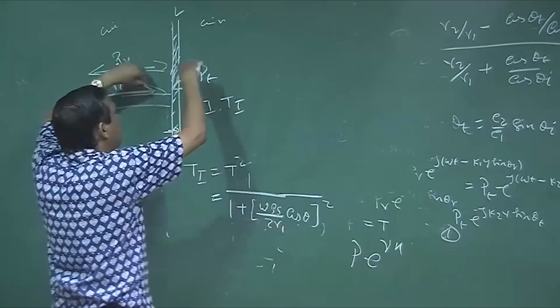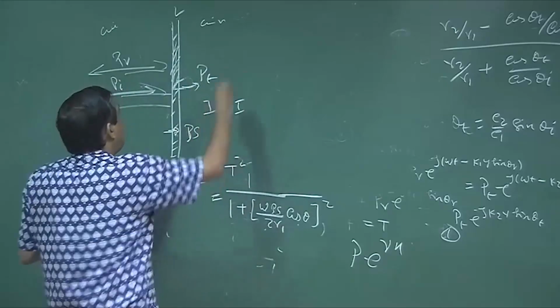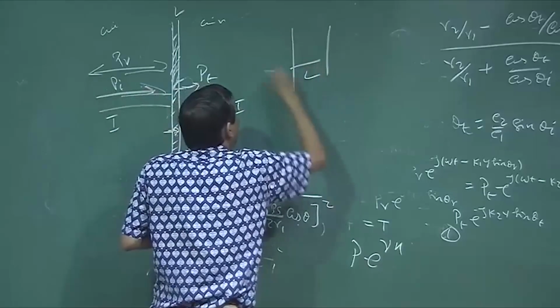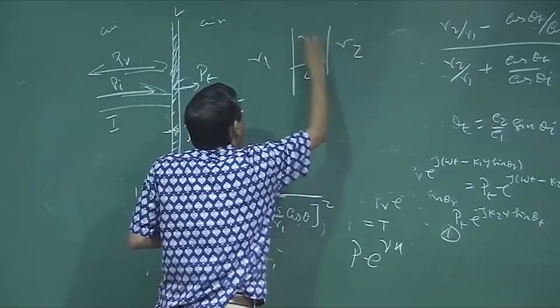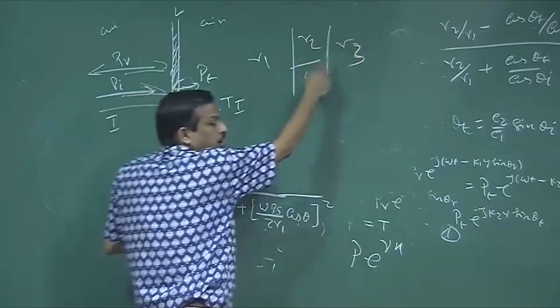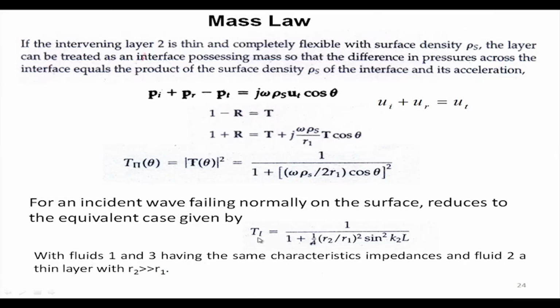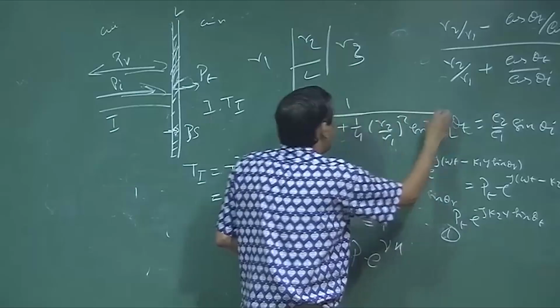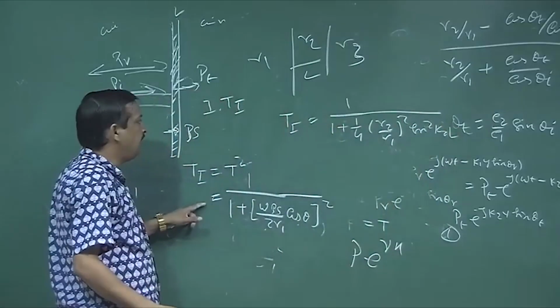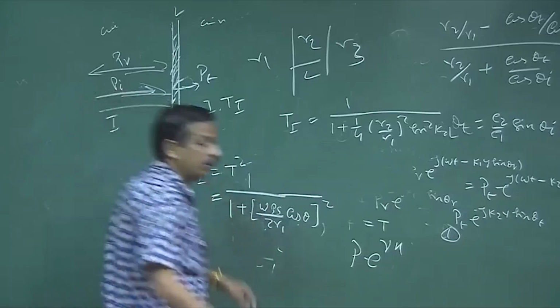Now, if you think in the previous case, when we said that the intermediate layer length is L, this is R1, this is R2, this is R2, this is R3. So, here R1 is equal to R3. So, for the normal incident case in the fluid, Ti is nothing but 1 by 1 plus 1 by 4 R2 by R1 whole square sin square K2L. That is the normal case.